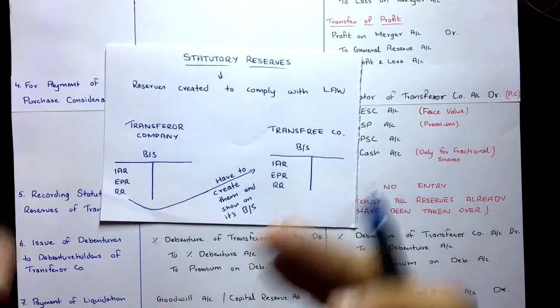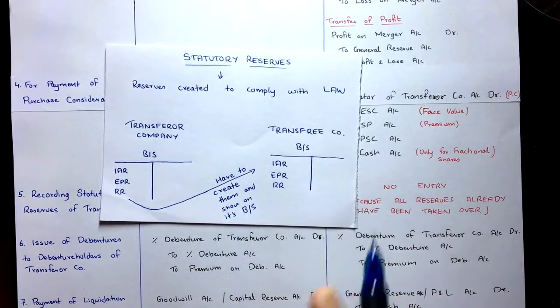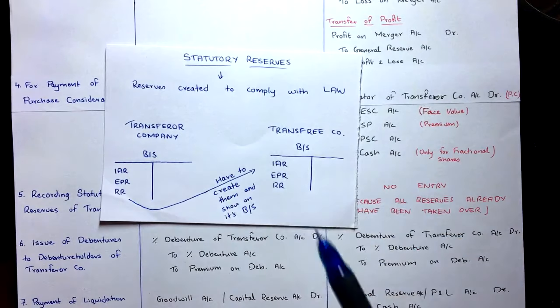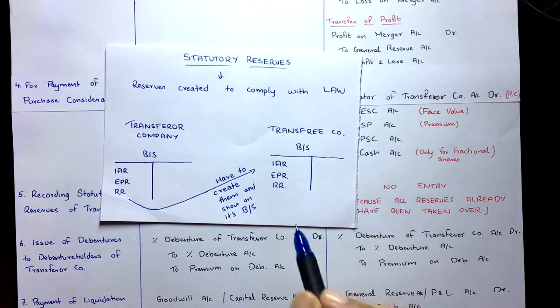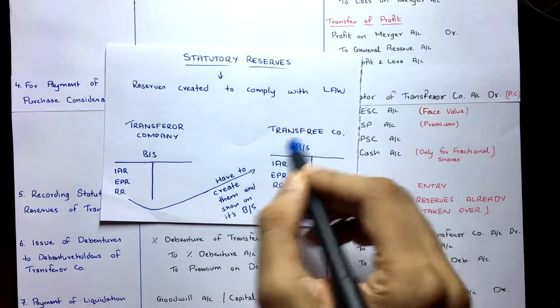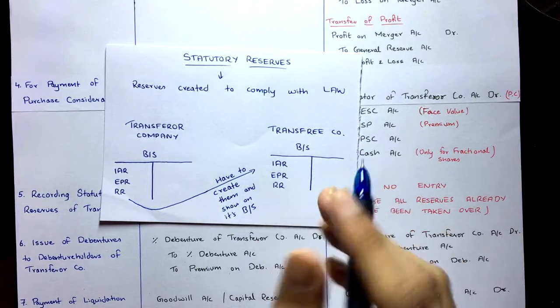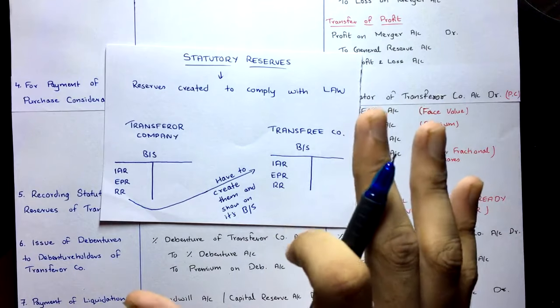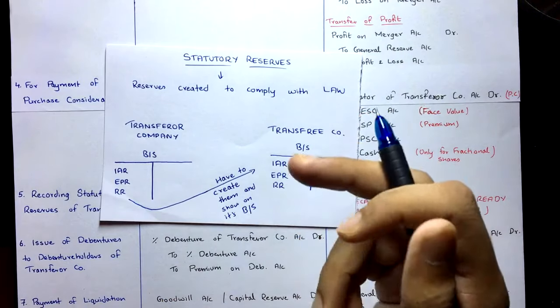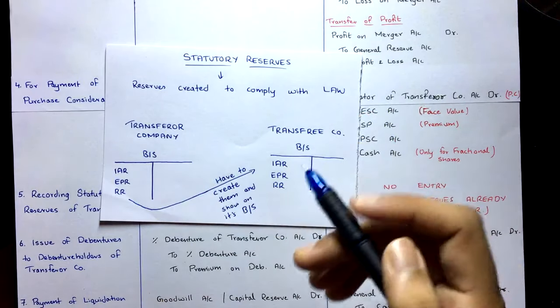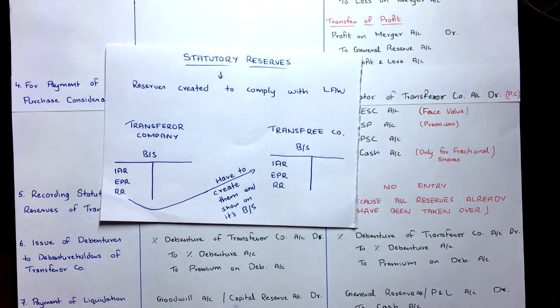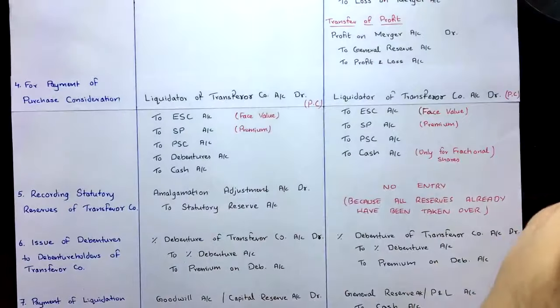So how to create reserves? What balance do reserves have? They have a credit balance. So if you want to create reserves in the balance sheet of the transferee company, what journal entry do you have to pass? You have to credit the reserves. Are you clear about that? Since reserves have a credit balance, to increase the reserves, you have to credit them. So that is what exactly you are going to do.